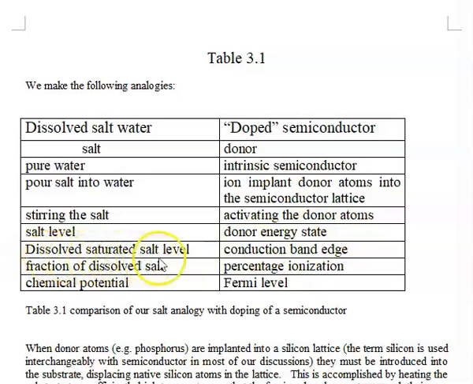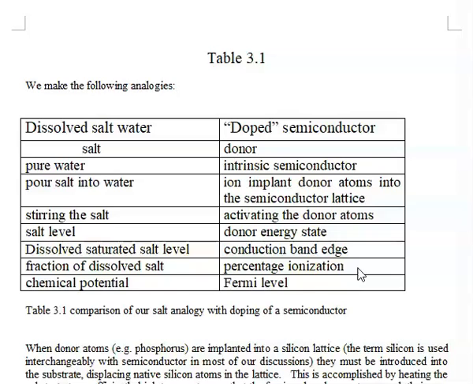The dissolved saturated salt level, that's that upper band, is the conduction band edge in the energy band diagram. The fraction of dissolved salt is the percentage of phosphorus which is ionized, the percentage of phosphorus atoms which give up an electron to the conduction band, leaving behind a phosphorus positively or negatively charged.